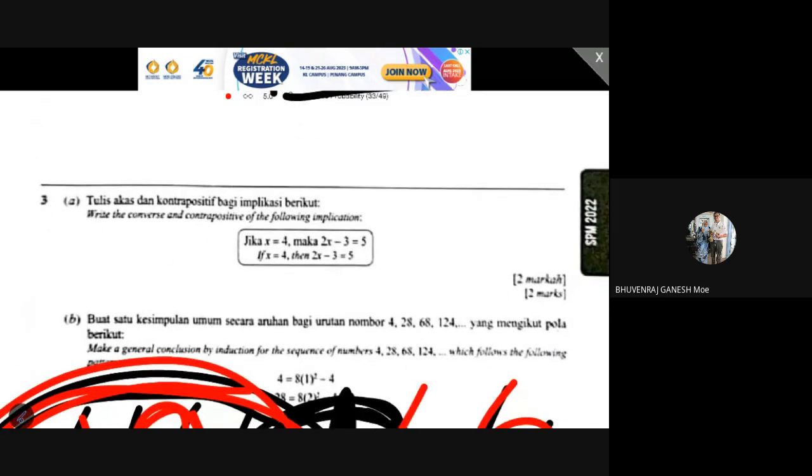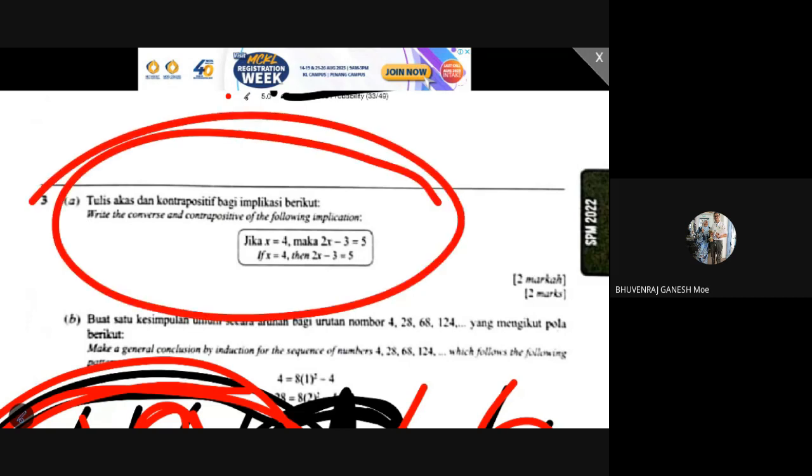Okay, so this one, can you tell me, guys, what topic is this? Tell me the name of the topic. Chapter 3, Form 4. Yes, correct. Logical reasoning. Okay, this chapter is logical reasoning. Who likes this chapter? Anyone who doesn't like this chapter? Please tell me. I think many don't like this chapter.